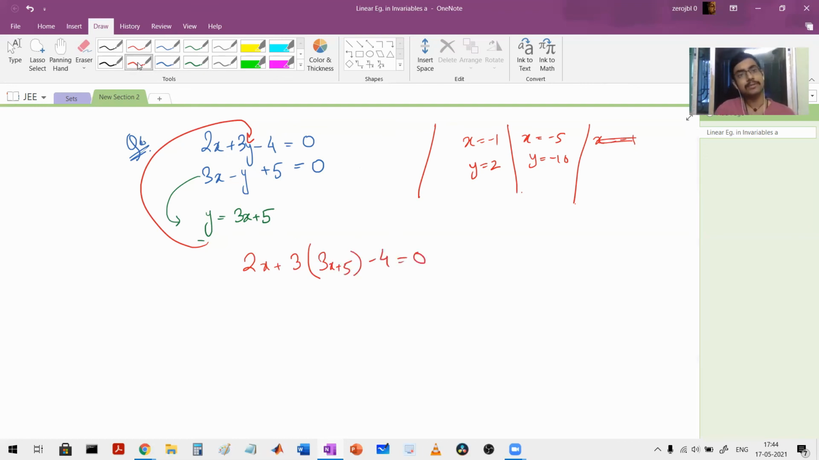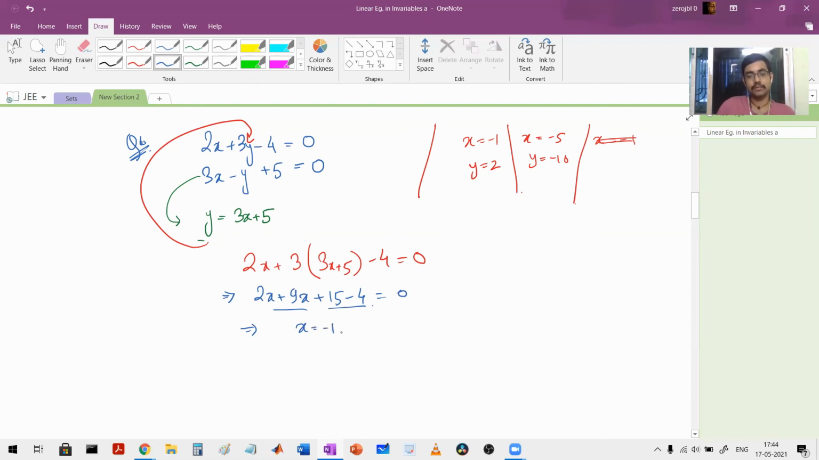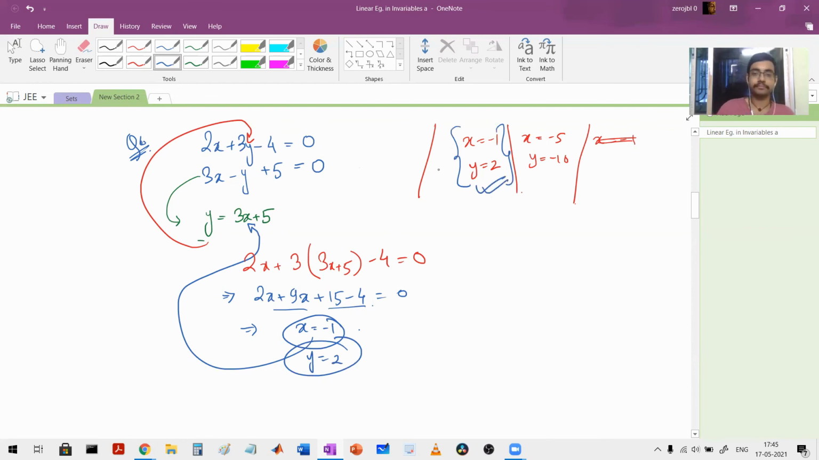This is the benefit of substitution. My entire equation gets converted into just one variable. So I have 2x plus 9x plus 15 minus 4 is equal to 0. So I have 11x is equal to minus 11. So x is equal to minus 1. The moment I get x is equal to minus 1 and I put it here, so minus 3 plus 5, y is equal to 2. So x is equal to minus 1, y is equal to 2 is the valid answer.